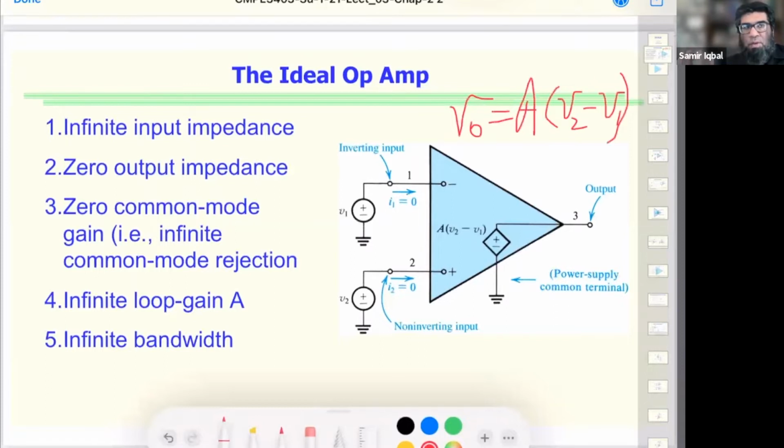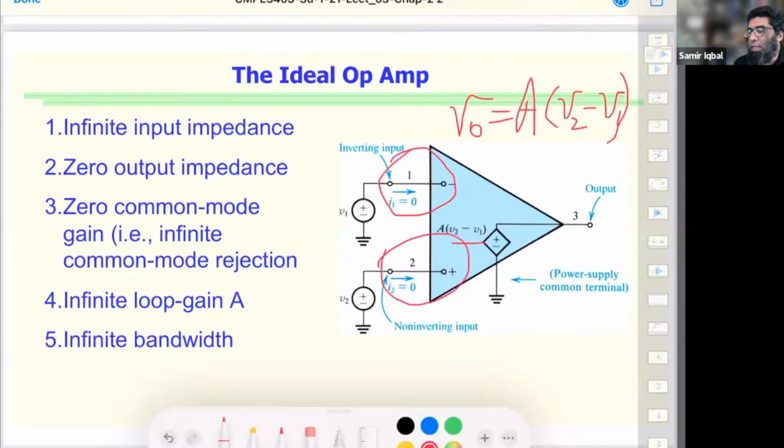This is the very basic fundamental relation: what we get at the output is the gain, and that's coming from the op-amp. All right, which just tells us that it's the difference that's important. Difference is what is amplified. Now, when you say the input impedance is infinite, that means the current cannot flow into the op-amp. No current flows into the op-amp.